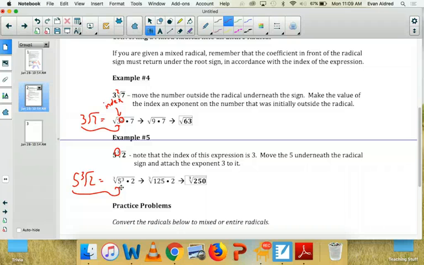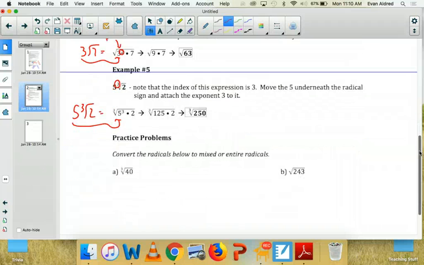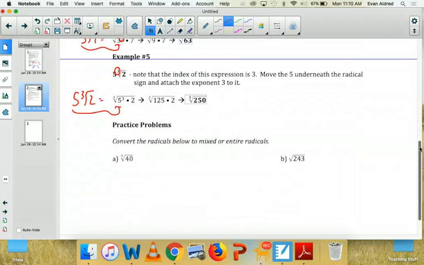Okay? So when you're converting mixed to entire radicals, you take the number outside the radical sign and move it underneath, and you put the index as its exponent. And then you multiply that value by the radicand, or what was already under the radical sign. Typically, the mixed to entire is something that people find a little bit easier, but again, it's just dependent on the person. So let's look at 2 examples of each, and that will wrap up this reference guide.